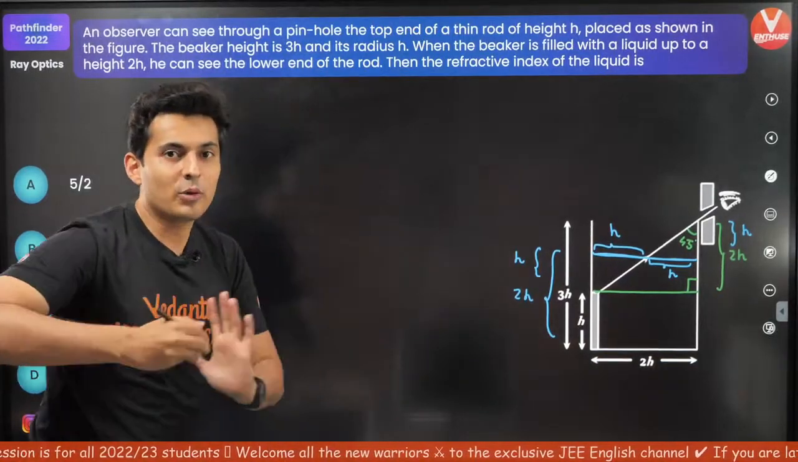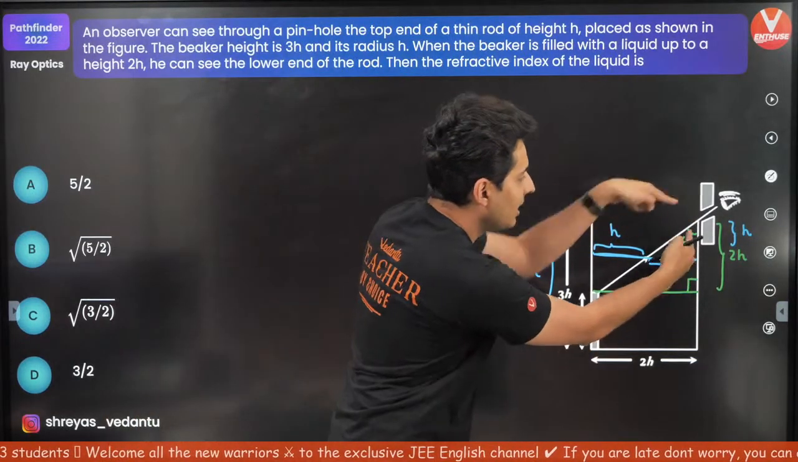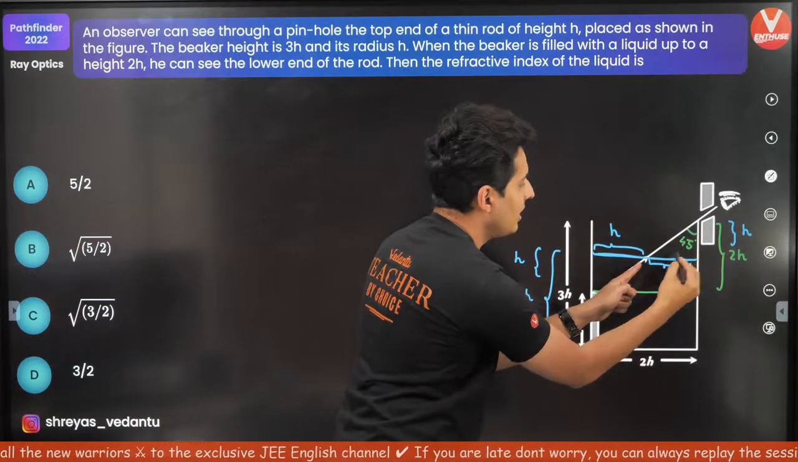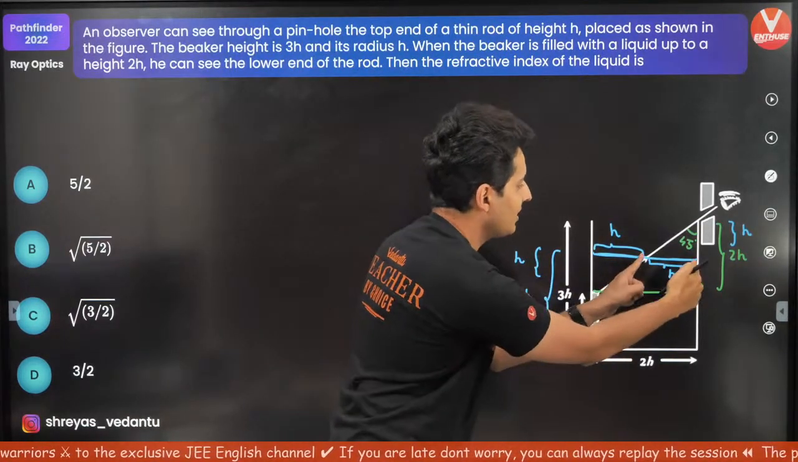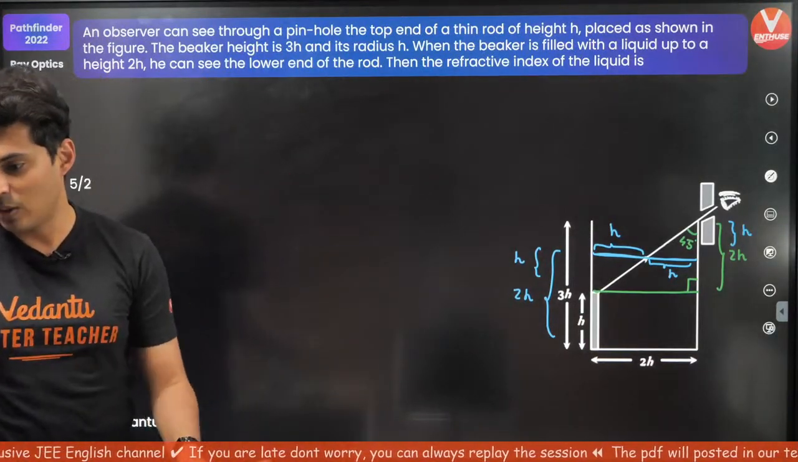So you try to figure it out on your own, you will understand it. Alright. Now if this is h and this is 45 degrees, so in this small right angle triangle, you can see this will also be h. And if this is h, this is 2h, this is also h. Lot of geometry, guys. Lot of geometry.